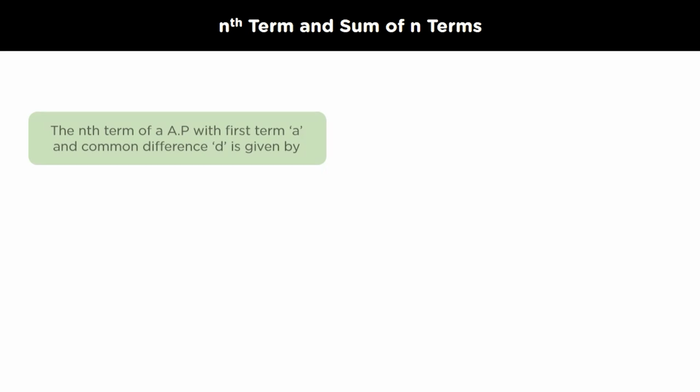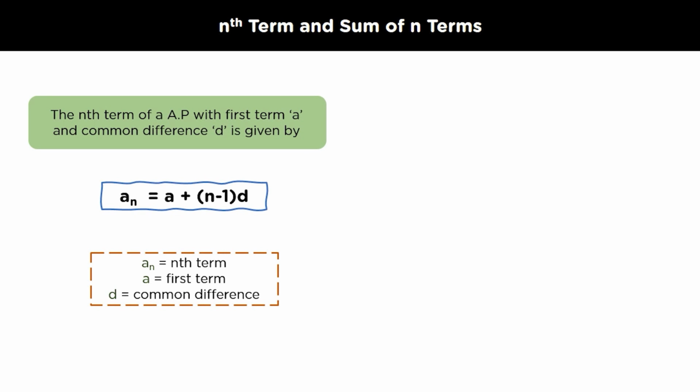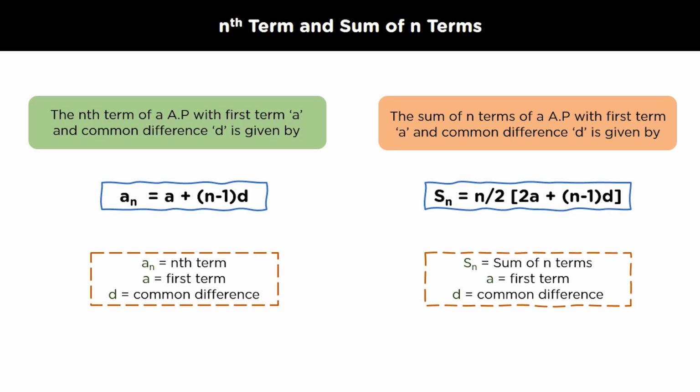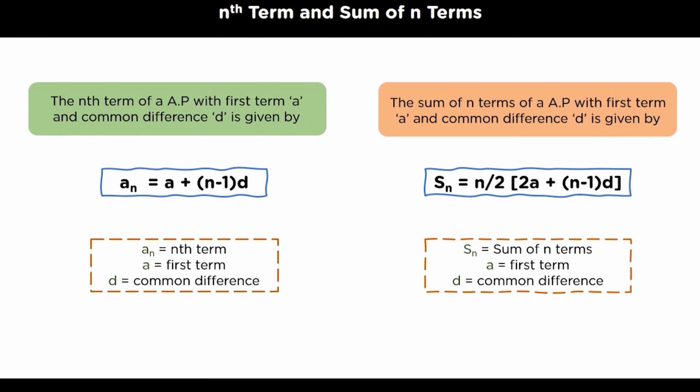The nth term of an AP, where the first term is a and the common difference is d, is given by an = a + (n - 1)d, where an is the nth term, a is the first term, and d is the common difference. And the sum of the n terms of an AP with the first term a and the common difference d is given by Sn = n/2 [2a + (n - 1)d], where Sn is the sum of n terms, a is the first term, and d is the common difference. Let's move on to an example to get more clarity on these formulas.